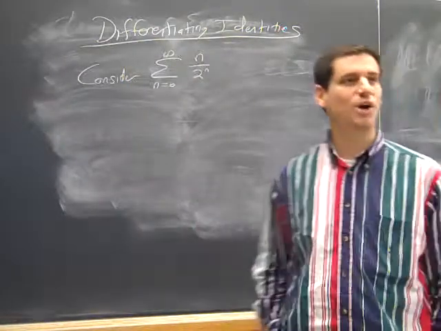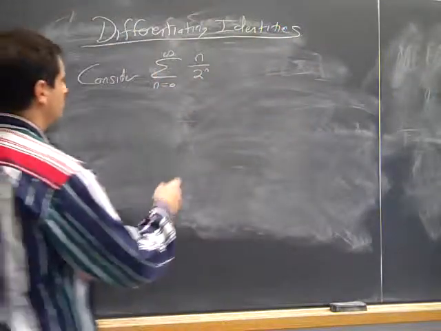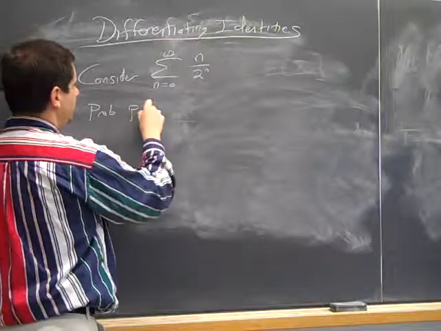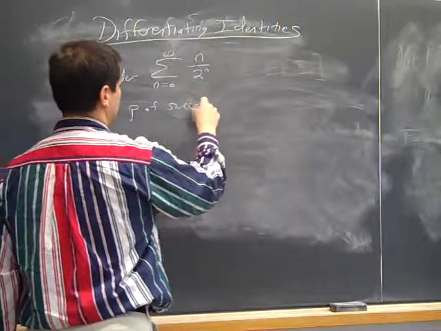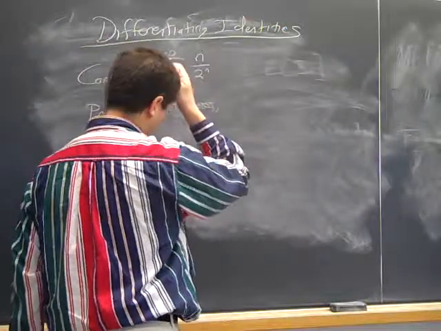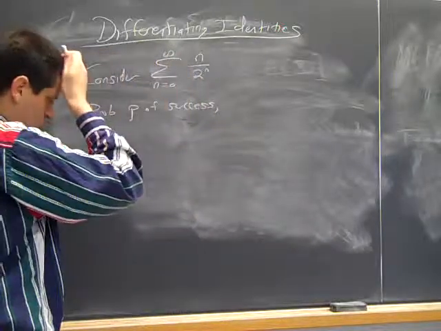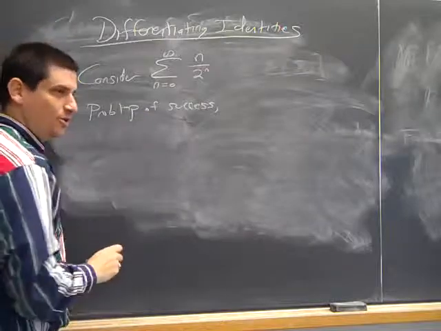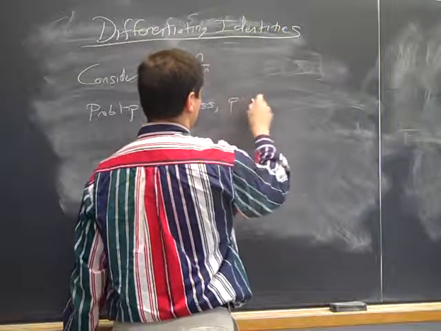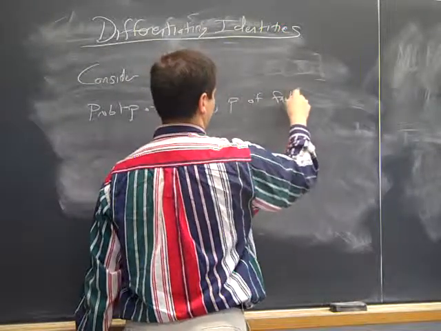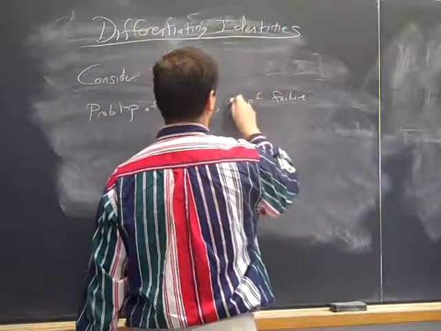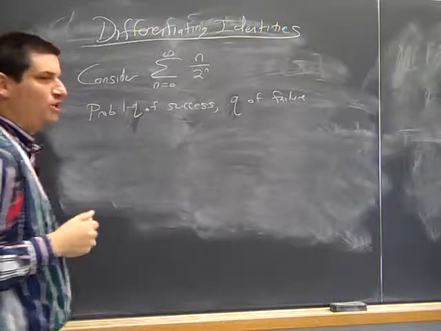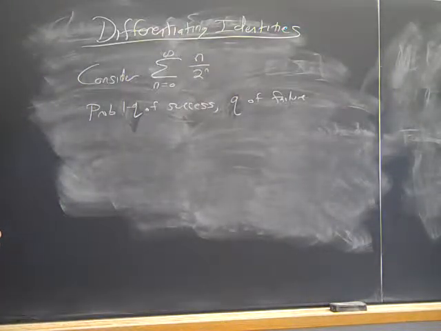So I will give you an example of why you might care about this. Let's consider probability P of success, and 1 minus P of failure. Actually, let's use the letter Q and 1 minus Q, because it's just wrong to use P as the probability of failure.